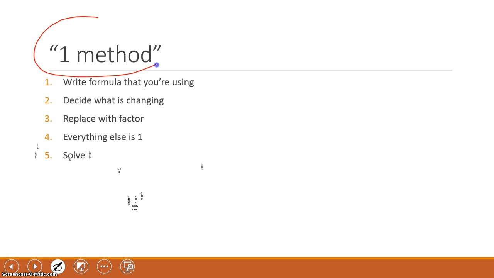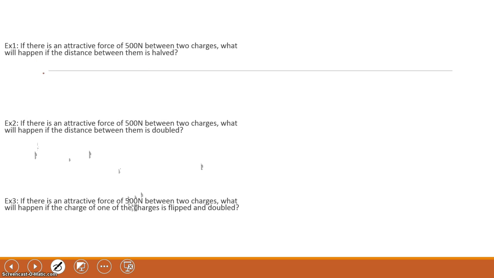We're going to learn the one method. It's actually something that we've talked about a little bit in the past. So the one method is something for manipulation. So let's look at the examples we're going to do. Like example, if there is an attractive force of 500 newtons between two charges, what will happen if the distance is halved?